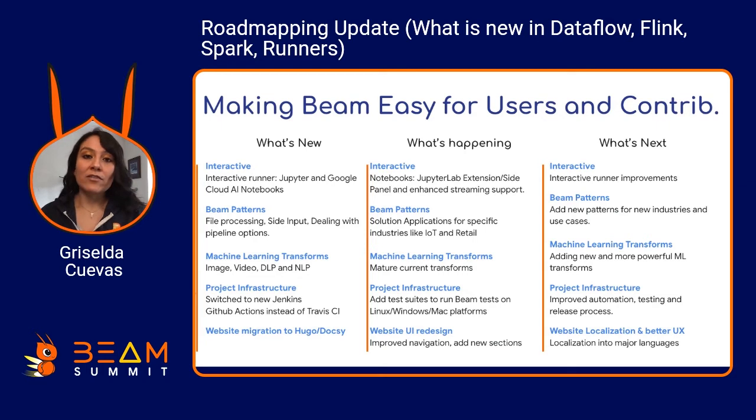The second part is Beam patterns. Beam patterns have the objective of helping anyone get up and running with Beam really easily, and they are basically snippets of code that solve use cases. What we're working on is solutions for specific use cases around retail and the Internet of Things. So you don't need to spin up a Beam pipeline from scratch. You can just use a Beam pattern and solve for these use cases. In the future, we will continue to add more use cases and more Beam patterns.